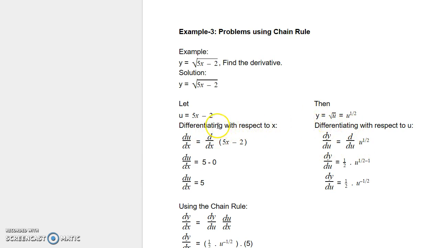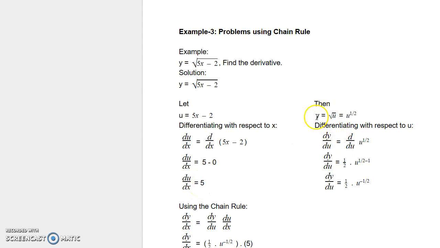We have the given problem divided into two parts, the inside function and the outside function. We're going to differentiate the inside function separately and the outside function separately. The inside function is u, which is equal to 5x minus 2. u is a function of x, and the outside function y is a function of u. So we can differentiate u with respect to x, and when we do that, du by dx is equal to d by dx of 5x minus 2. d by dx of 5x is 5. d by dx of 2 is 0. And when we simplify, that equals 5.